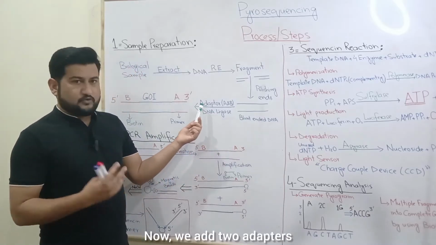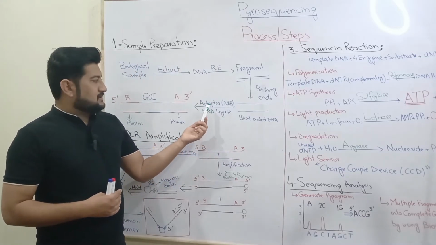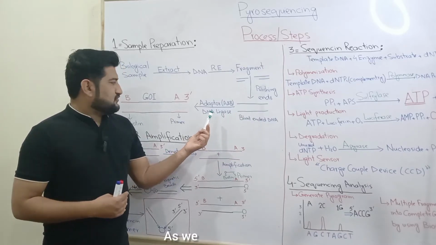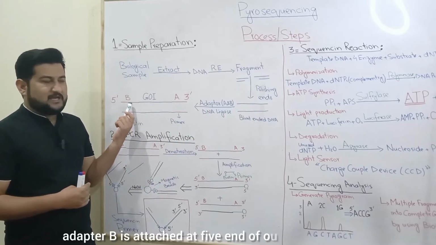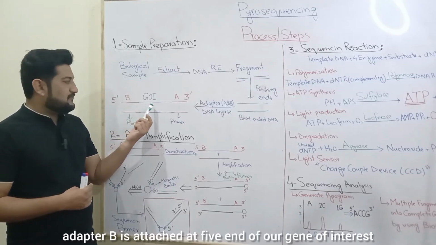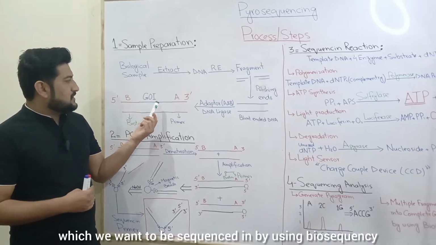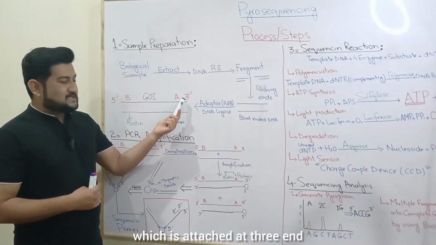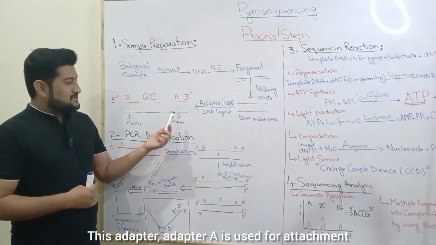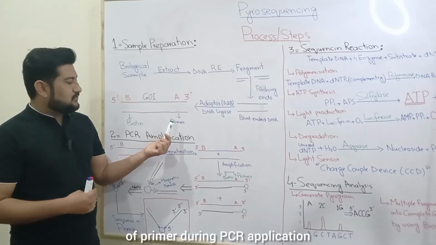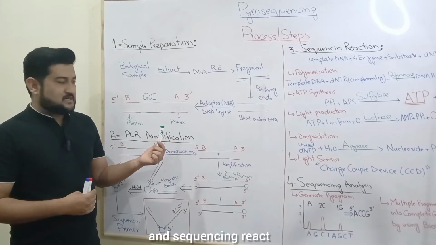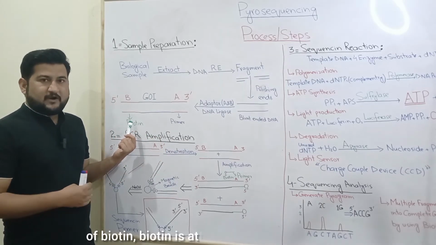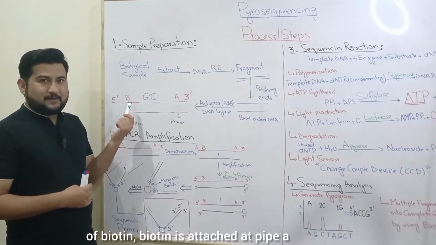Now we add two adapters, adapter A and B. These adapters are ligated to the blunt-ended DNA by using DNA ligase. As we can see here, of the two adapters, adapter B is attached at the 5' end of our gene of interest, which we want to sequence by using pyrosequencing, and the second adapter, adapter A, is attached at the 3' end. Adapter A is used for attachment of the primer during PCR amplification and the sequencing reaction, and the second adapter, adapter B, is used for attachment of biotin. Biotin is attached at the 5' adapter.